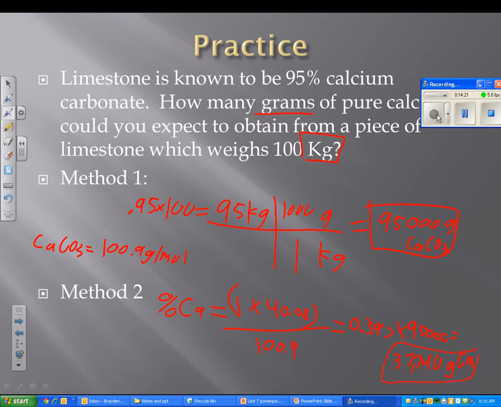So if you did the dimensional analysis, make sure you're getting that. Make sure you realize that you had to convert between kilograms and grams. If you got 37.74 grams, it means you didn't convert. So that's all for this video. We'll see you in class, and we'll do a lot of these problems in class.